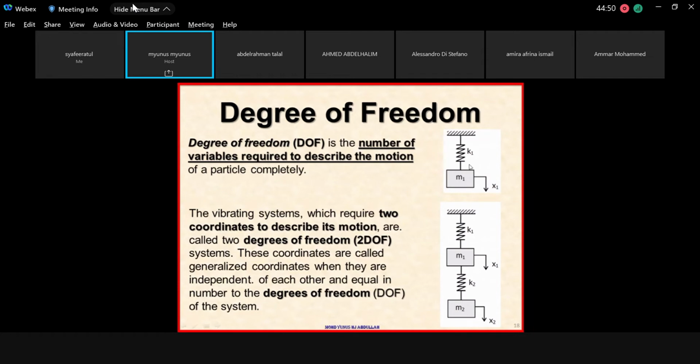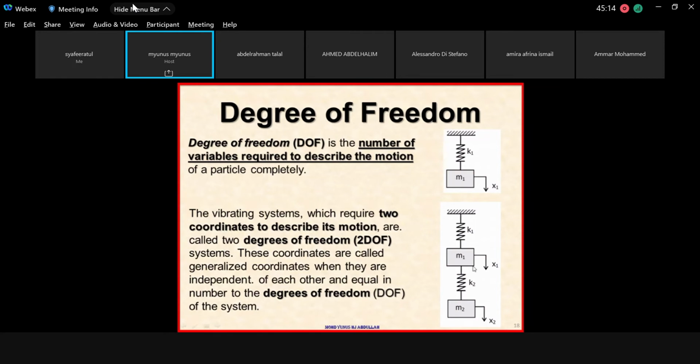You have M1, K1. This one is X1. The behavior of M1 is to oscillate. So if you displace this one, you bring it down, you hold a bit, then you let it go, it will keep oscillating. Correct, isn't it? Then we call what? We call it the number of variables required to describe the motion. So you have only one X because you have only one M.